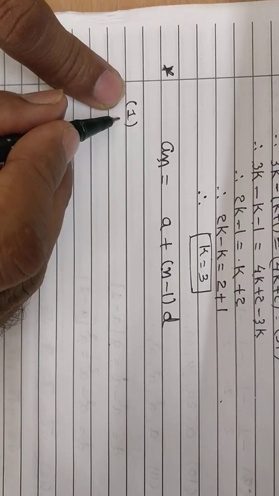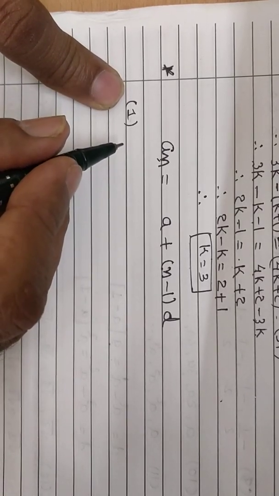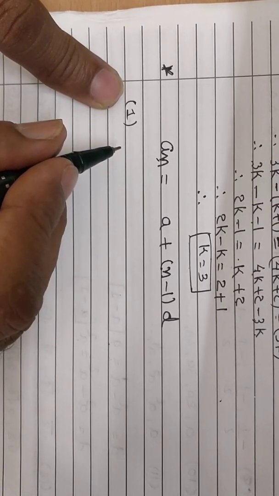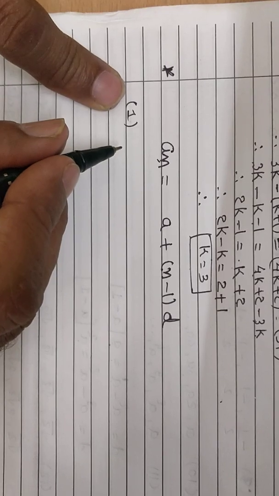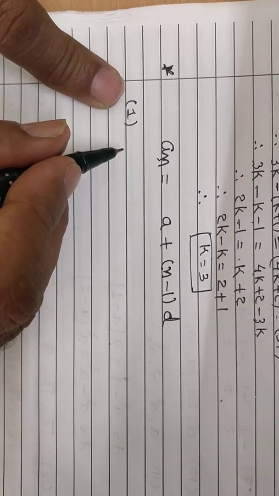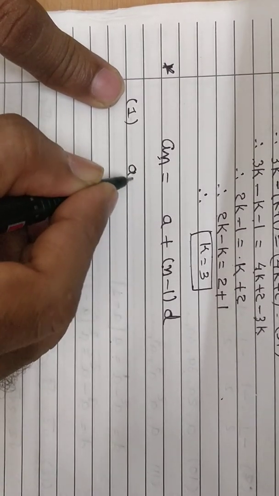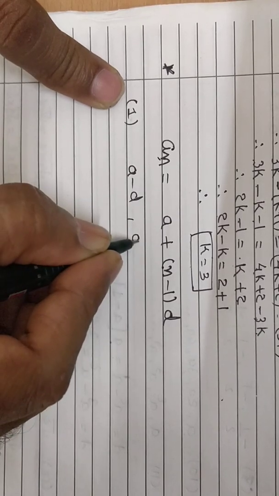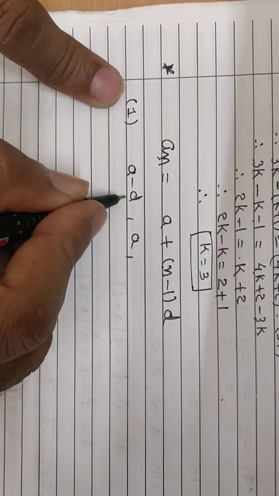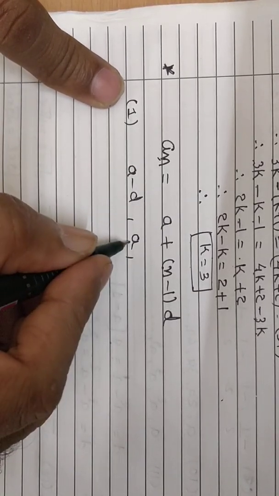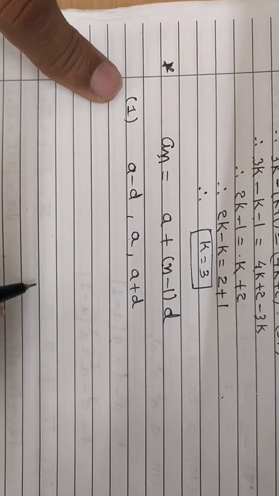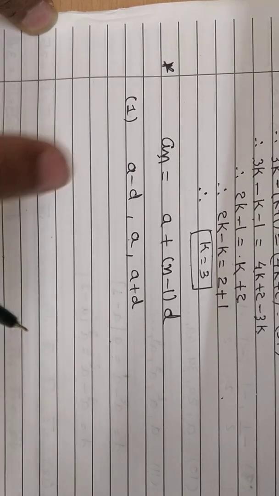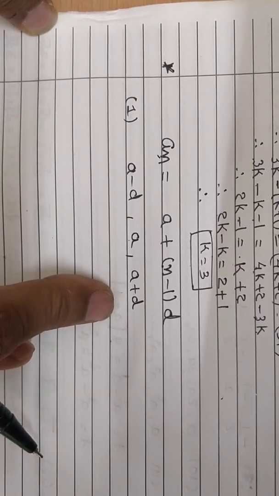First one: if 3 terms in an AP are to be found, at that time we will suppose a minus d is the first term, a is the second term, and a plus d is the third term. We will suppose these 3 numbers are in an AP.